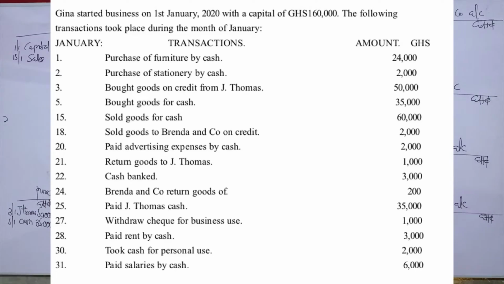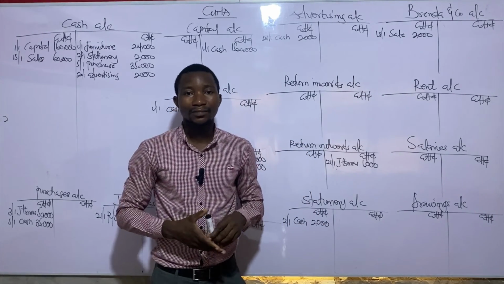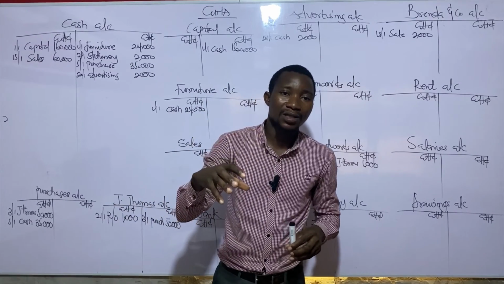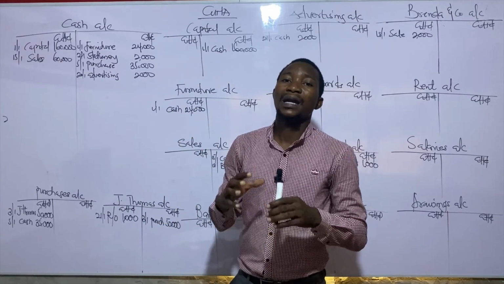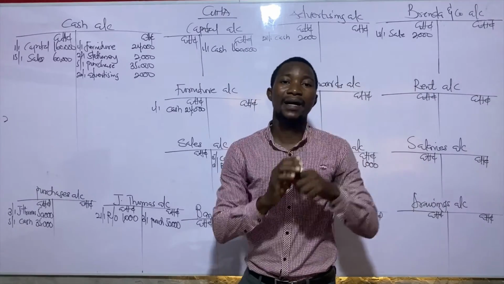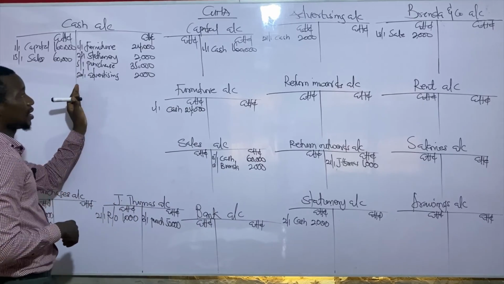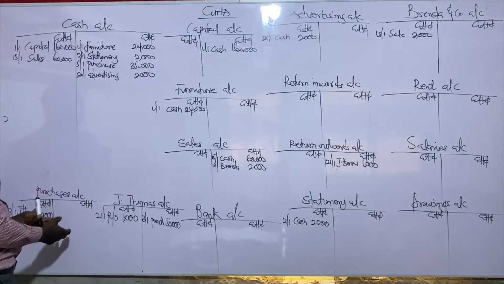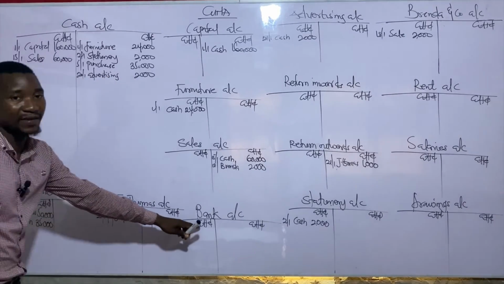Good. On the 22nd of January, cash banked 3,000 Ghana cedis. Cash banked 3,000 Ghana cedis. This simply means that an amount of 3,000 in the cash account has been sent to bank, or an amount of 3,000 as cash in hand has been transferred to bank. So the cash is moving. We are taking cash to bank. Because cash is going out, we credit cash. Then we debit bank because bank is receiving.